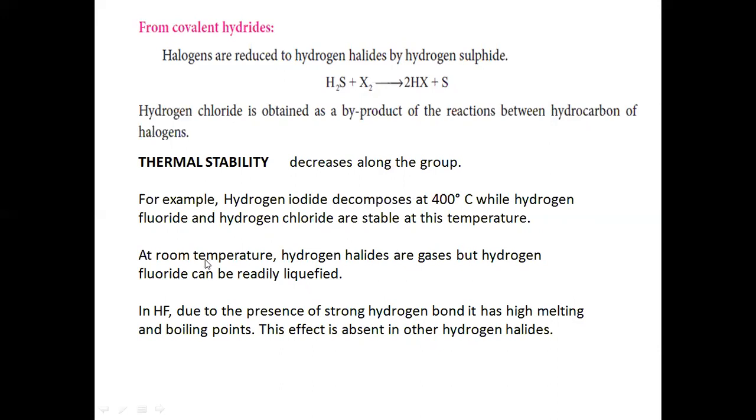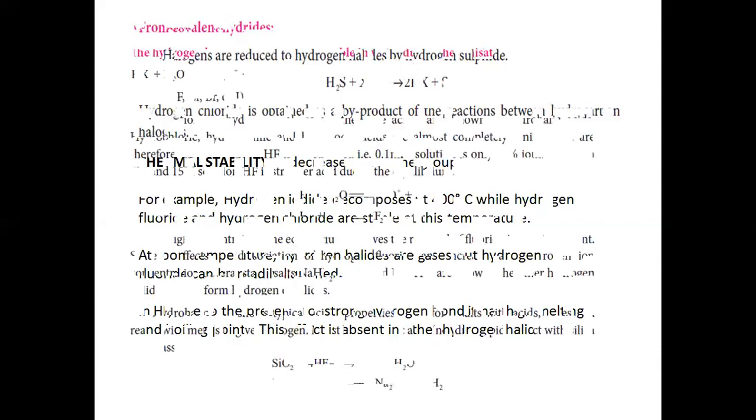Next, at room temperature, hydrogen halides are gases, but hydrogen fluoride can be readily liquefied. The HF bond is so strong. Why? Because of the hydrogen bonding between the hydrogen and the fluorine. So it has a higher melting and boiling point than the other hydrogen halides.